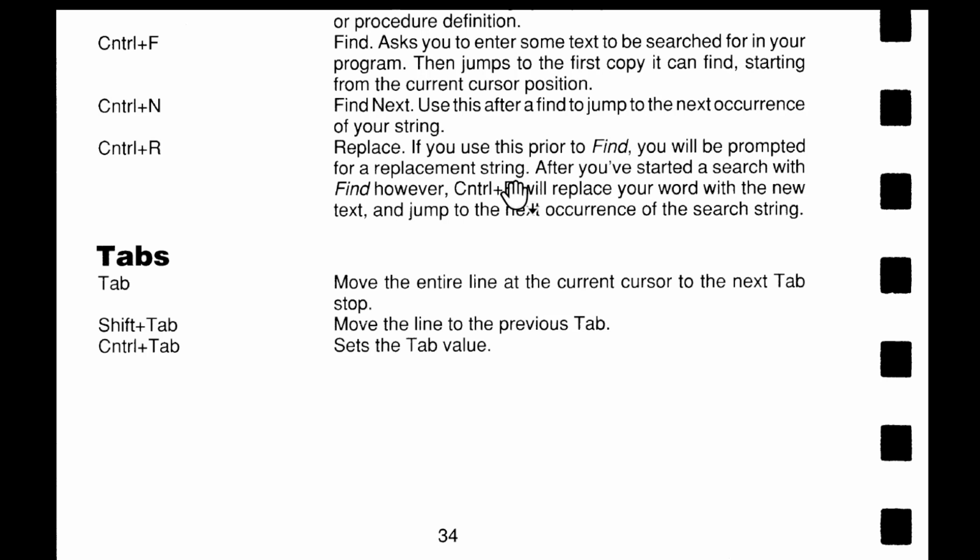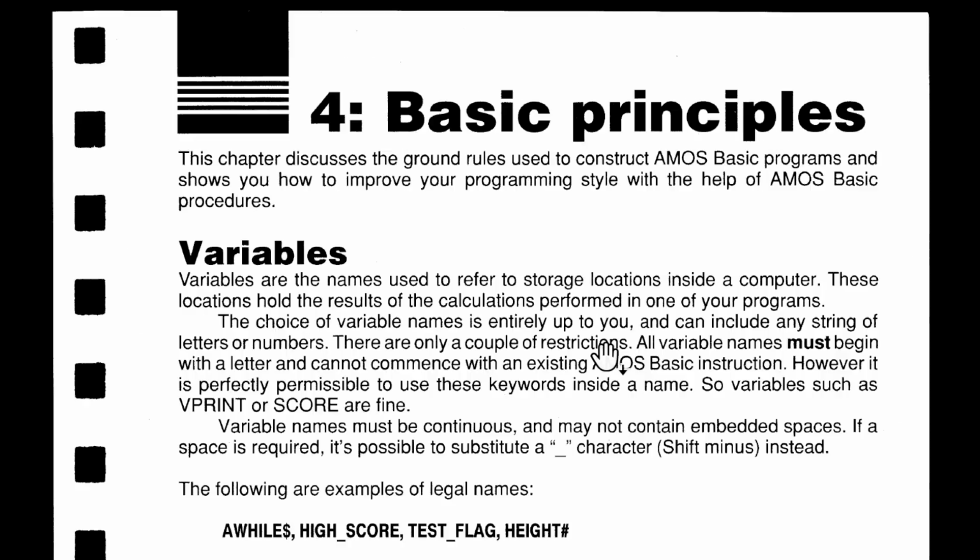Tabs. Tab. Shift plus tab. CNTRL and tab. For a replacement string. After you've started a search with find, however, CNTRL and R will replace your word with the new text, and jump to the next occurrence of the search string. Move the entire line at the current cursor to the next tab. Move the line to the previous tab. Sets the tab value.